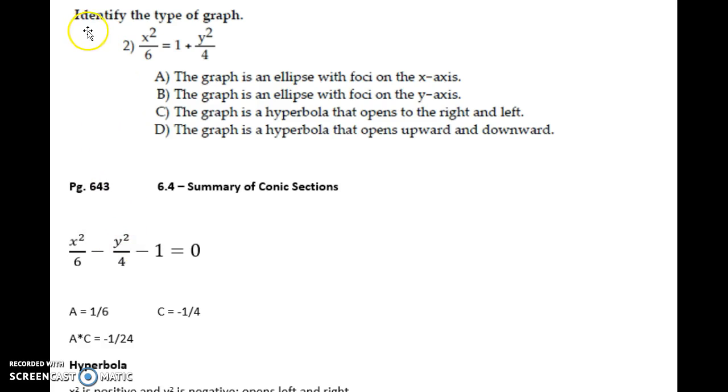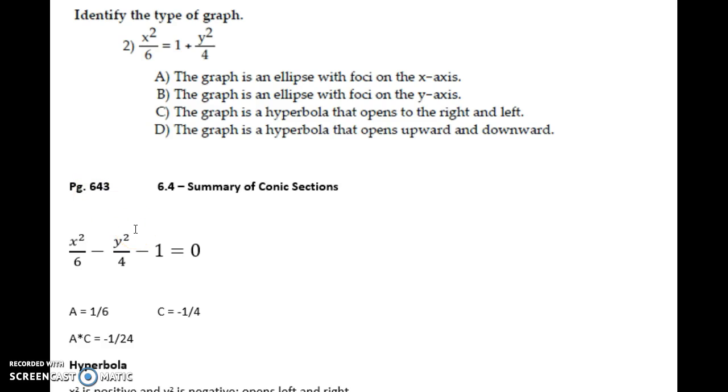For number 2, we're identifying what type of graph this is. I'm looking at page 643, which is in section 6.4 as the summary of conic sections. So I'm going to start by writing this in just standard form where everything is on the left and we have a 0 on the right. So I did that down here. And then there's a great chart on page 643 where you can go through and see what type of graph it is.